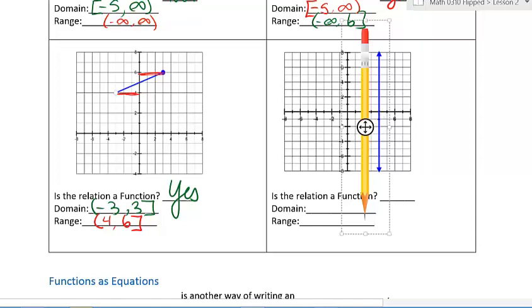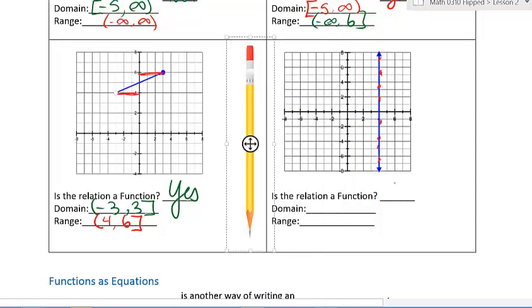4 is trying to date everybody in the world. 4 is trying to date this one and this one and this one and this one and this one. Is this a function? Absolutely not. That x value, the number 4, is trying to date everyone. So this is not a function whatsoever.